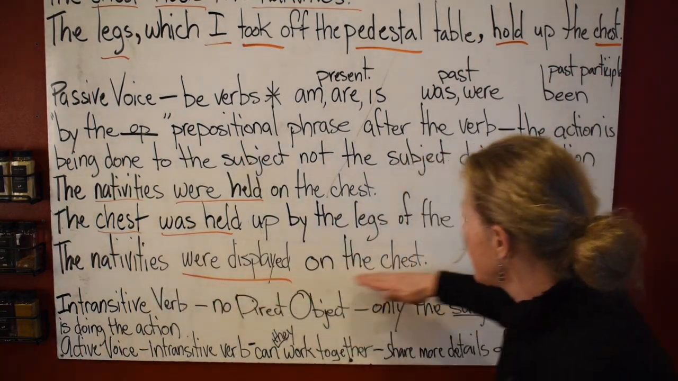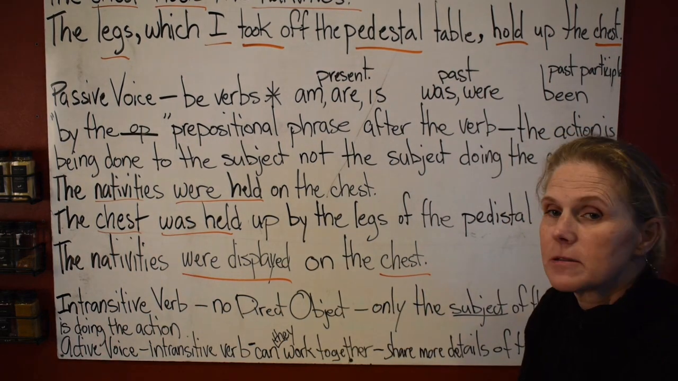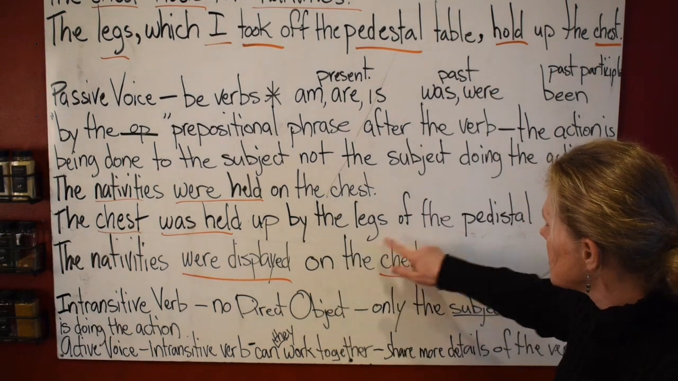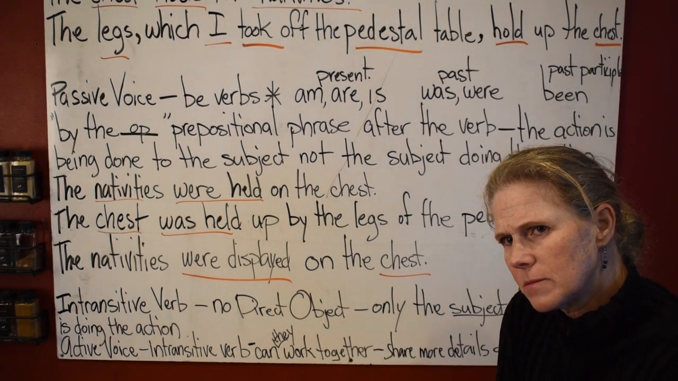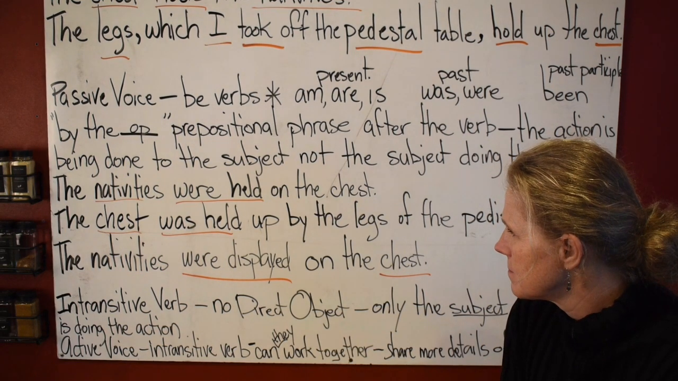So Paul, right here, put that in active voice. Put it in active voice. On the chest, the nativities were displayed. Nope, you just want to use this as this. You still didn't do it right. So say that again. What I just did? Yeah. On the chest, the nativities were displayed.